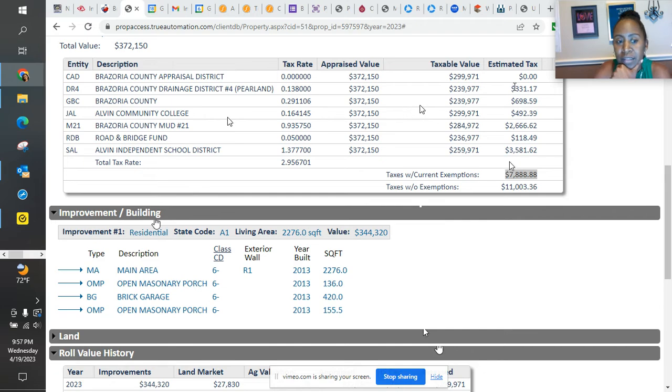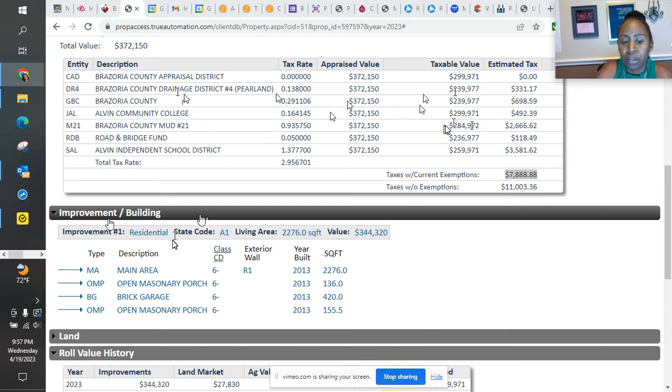Now, you'll notice that the taxable value varies a little bit for each entity. So, for example, the taxable value for the drainage district is $239,977, but the taxable value for, which one is this? MUD district is $284,972.